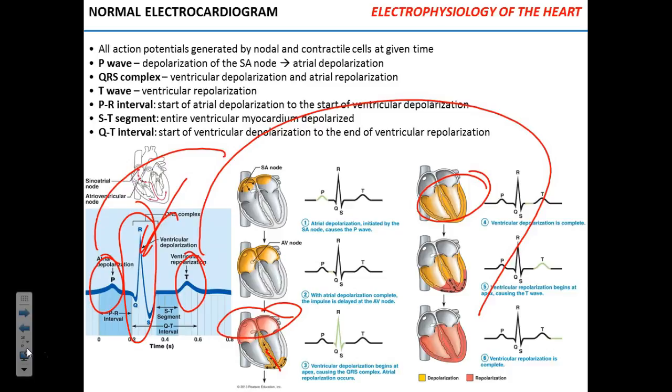So EKG gives us a little bit of a glimpse into the electrical waves as they travel through the heart, and you can imagine that if there is some kind of abnormality in the conduction system, it will be reflected on EKG. Does that make sense? Okay.